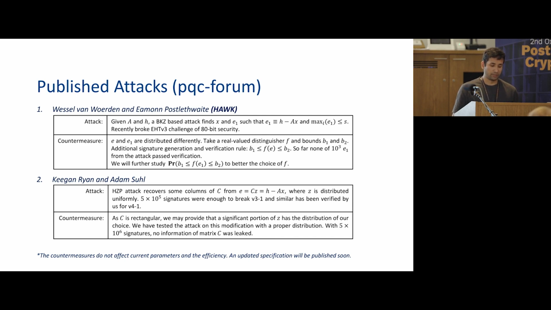The second attack, by Keegan and Adam, applies an HPZ attack, and it requires columns of C from E equal to CZ, which is just H minus AX, where Z is distributed uniformly. They were able to use 500,000 signatures to break it, and that was pretty much done in a day. Our countermeasure is, as C is rectangular, we may ensure that a significant portion of Z has the distribution of our choice. We're currently looking at a multinomial distribution. We have tested the attack on this modification with a proper distribution, and with 5 million signatures, no information about C has been leaked yet.